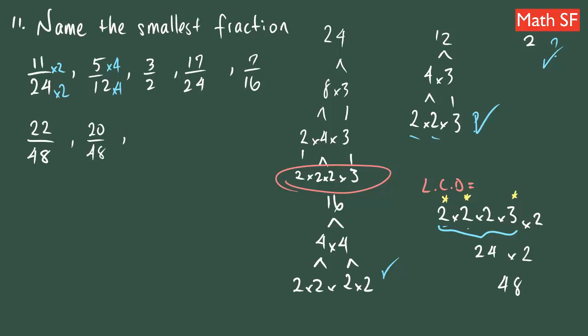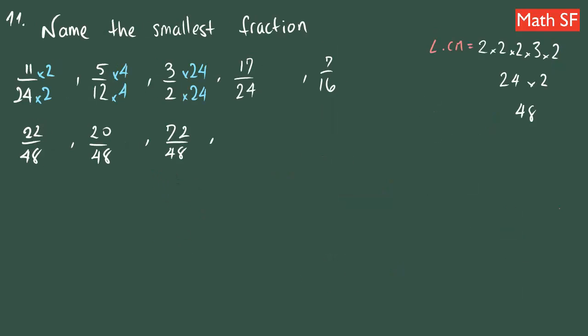Same idea with the 2. If I cross out a 2, well, 2 times 24 gives you 48. So let's multiply this times 24. And 3 times 24, what would that be? I'm not sure about that. So let's do 3 times 24. That'll give you 72. So that was 72 over 48.